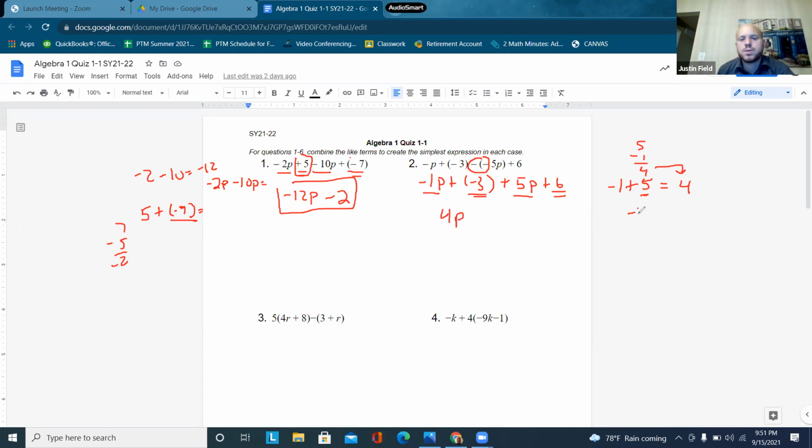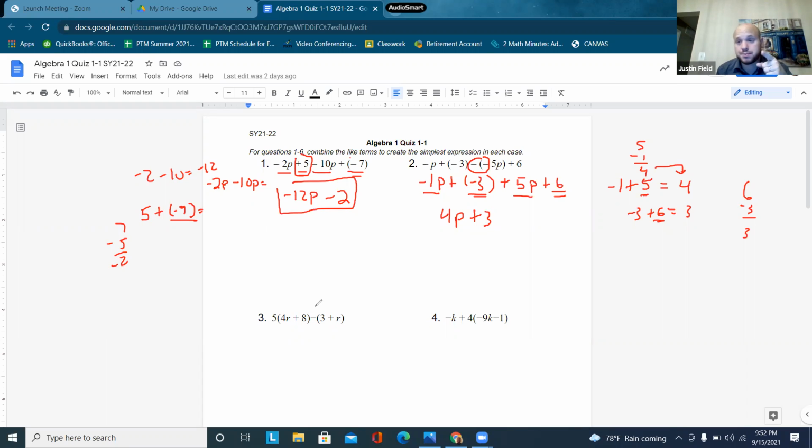Then negative 3 is a numeric term, plus 6. Well, what's negative 3 plus 6? That's positive 3. Again, one is negative, so subtract those numbers. Use the bigger number's sign. The bigger number is 6, positive 6, so positive 3. All right, let's move along.